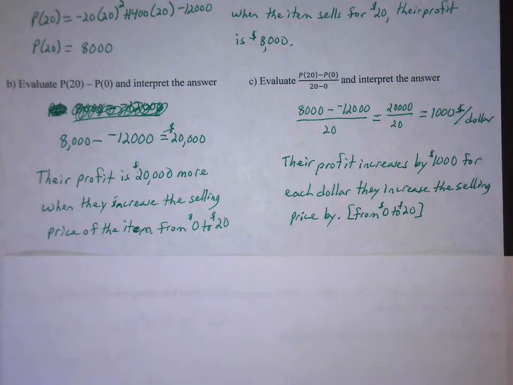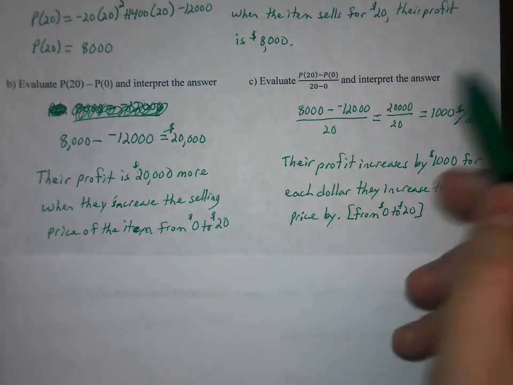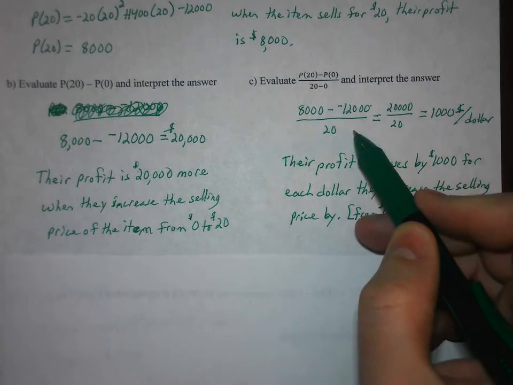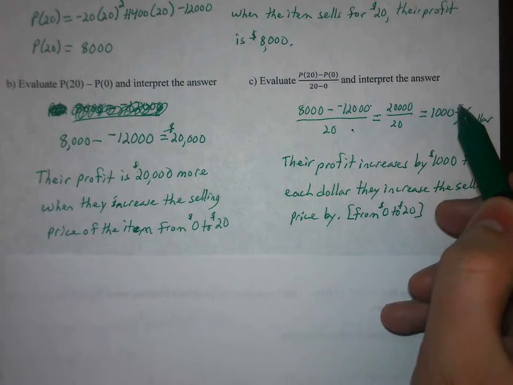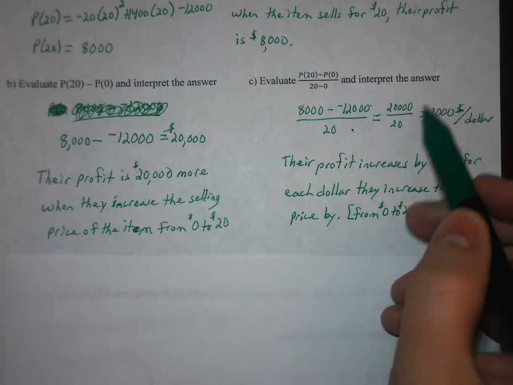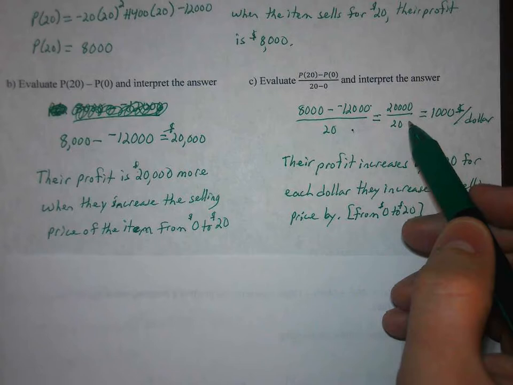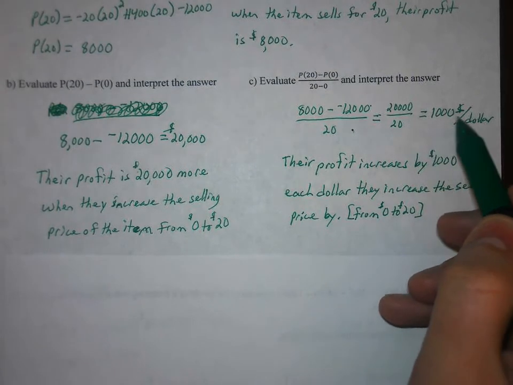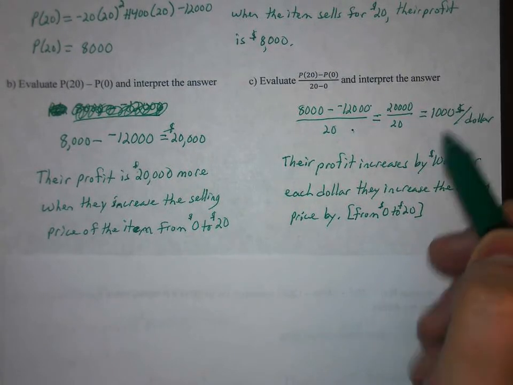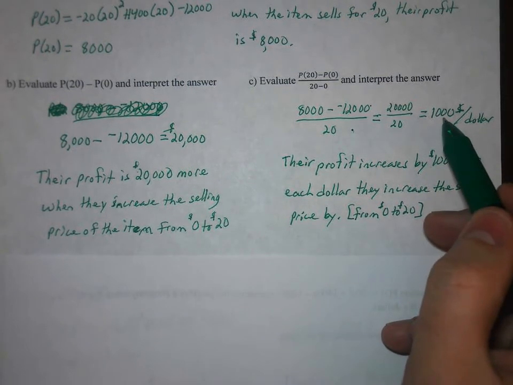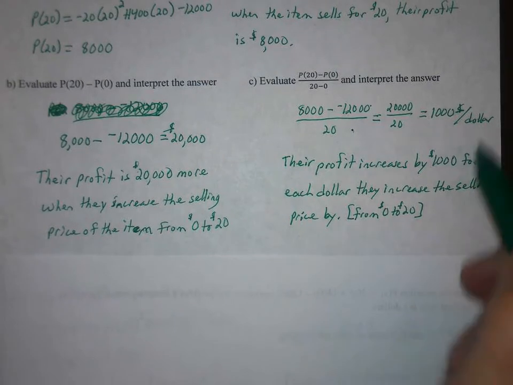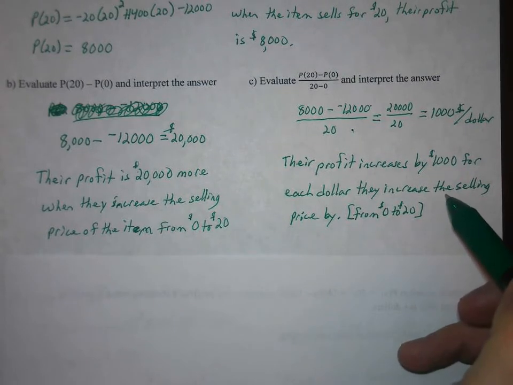Part C, you end up with 1,000. We subtracted dollars on top and dollars on the bottom. Now that seems kind of weird, but the dollars on top represents their profit. The dollars on the bottom represents the selling price. So even though that's a weird looking unit, dollars per dollar, the profit increases by $1,000 because that was the numerator per, or for each dollar that they increase the selling price by.